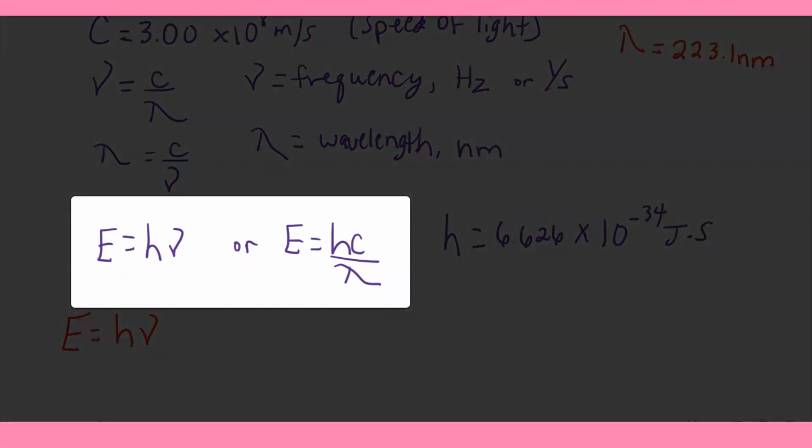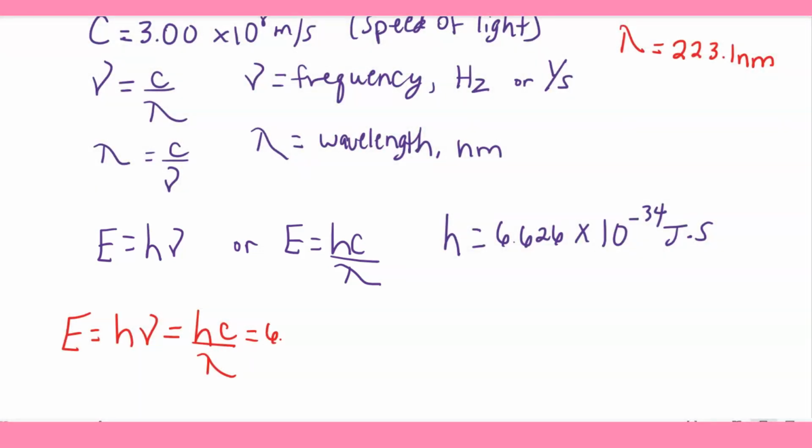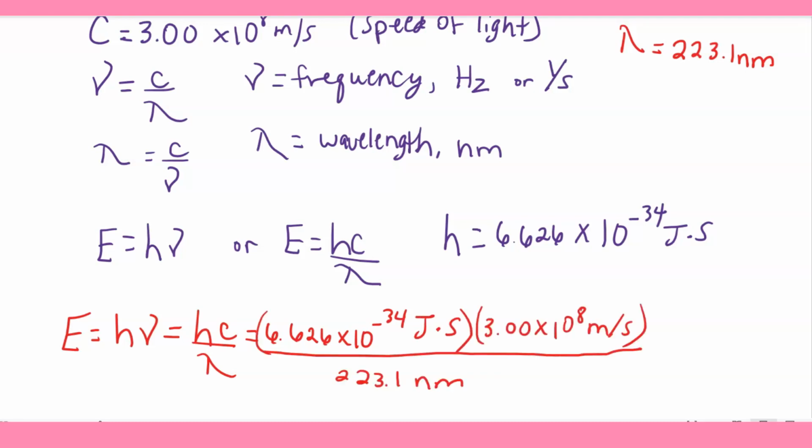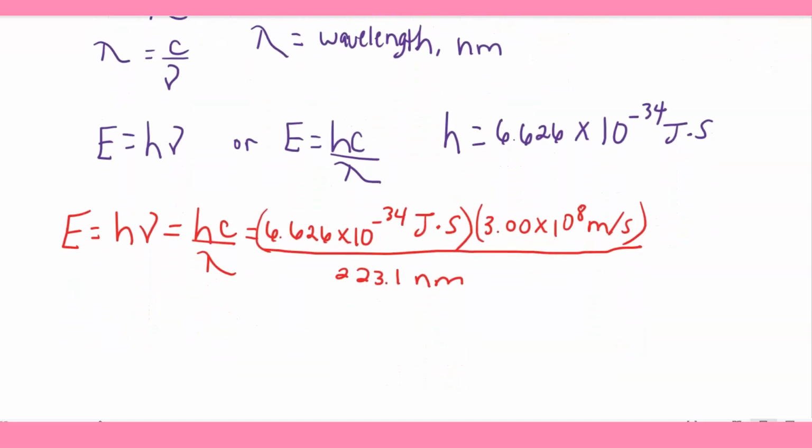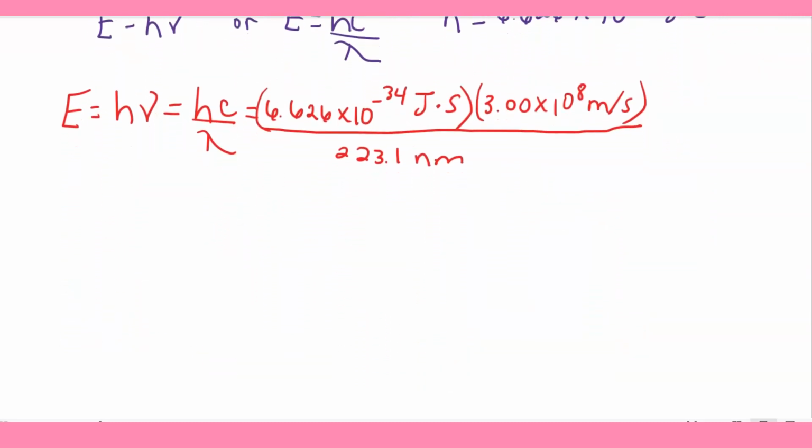Notice how the energy formula can be written two different ways. Either way is good, depending on what was given in the problem. In this case, we were not given the frequency. Therefore, we're going to use the formula that is E equals H times C over the wavelength. Now, notice how I have 223.1 nanometers. I cannot cancel that out with the meter. So what I'm going to have to do is convert the 223.1 nanometers to a meter.